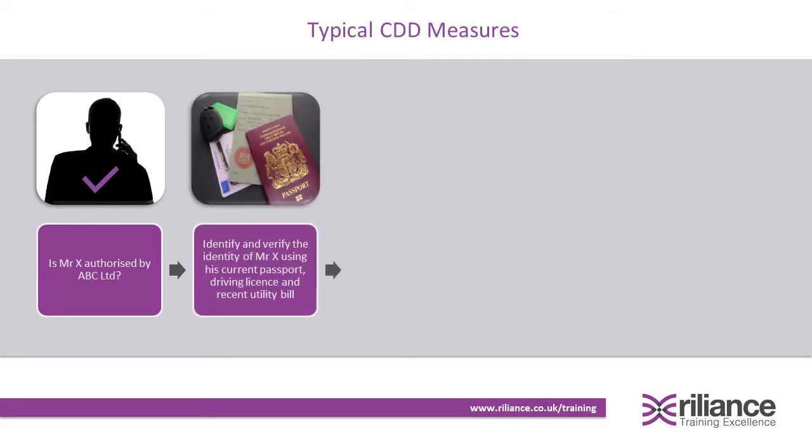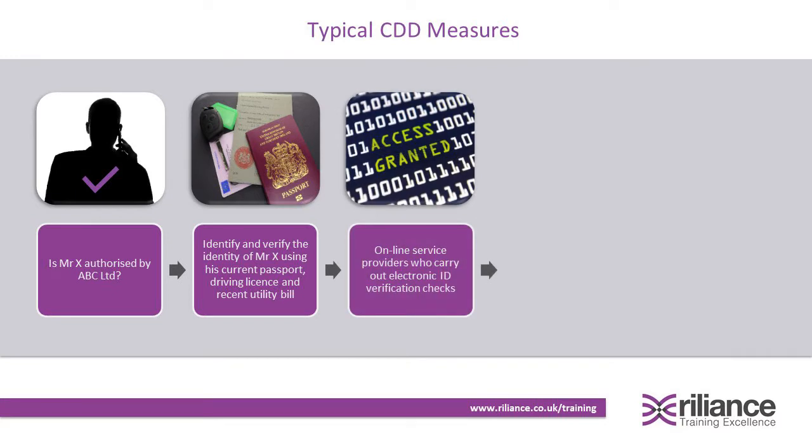Once you have established the authority of Mr. X, the next step is to identify Mr. X and verify his identity using documents and information from a reliable and independent source. This could, for instance, involve you asking to see the originals or properly certified copies of his current passport or driving license and a recent utility bill. Your organization may also use an online service provider who carries out electronic ID verification checks. If so, these checks should be made in accordance with your organization's standard CDD procedures.